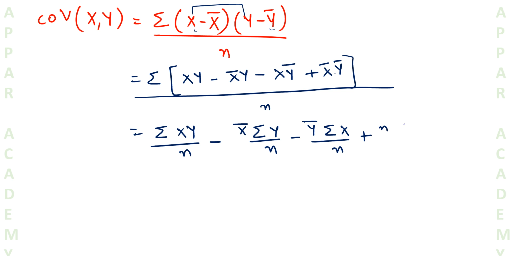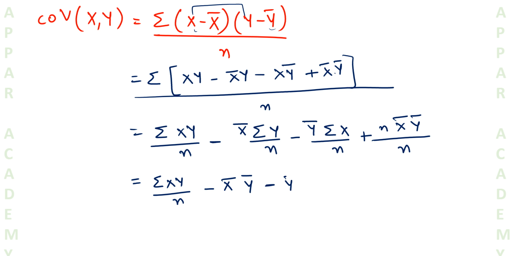So this becomes n into x bar y bar upon n. This n is the denominator from here, right? So now this becomes summation xy upon n, right? Minus x bar. Now what is summation y upon n? This is nothing other than mean of y, x bar y bar minus y bar. Summation x upon n is again x bar plus this, and this and this get cancelled. So this becomes x bar y bar.